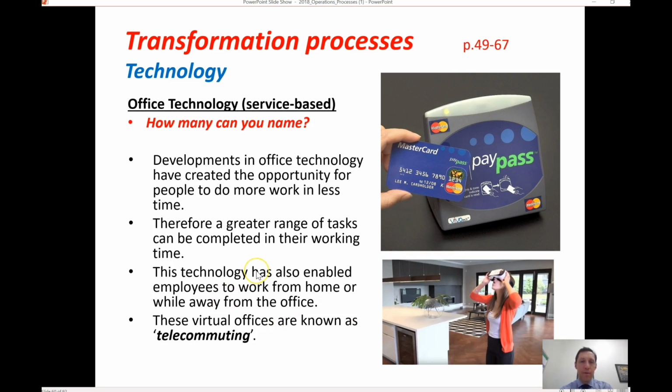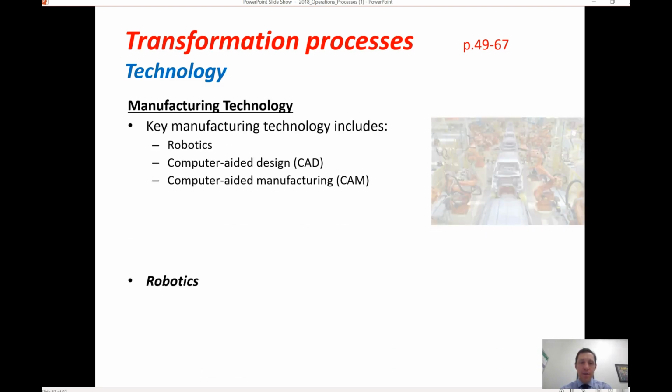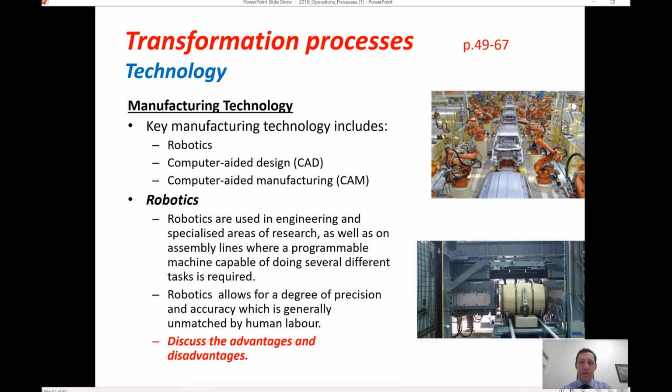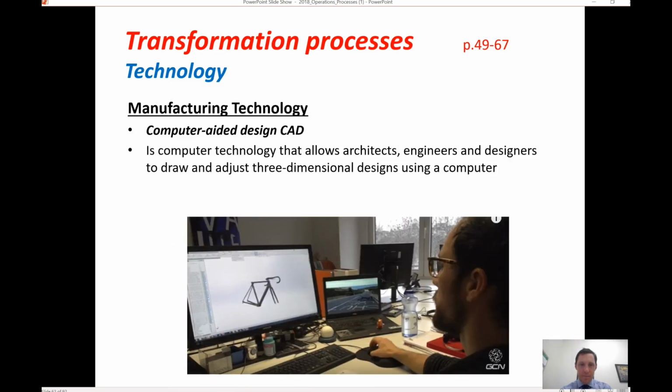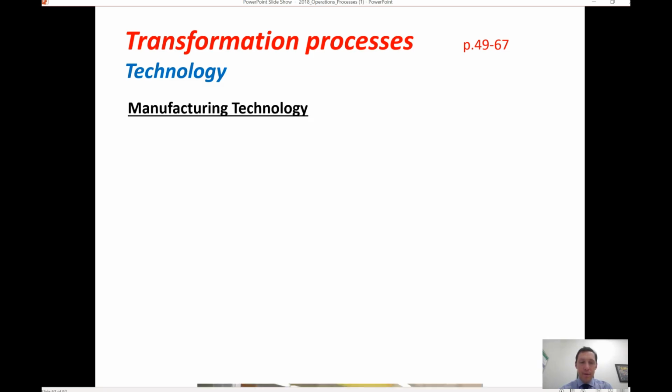Telecommuting, people working from home, being able to call into meetings through Skype, for example, is an example of office-related technology. We've also got manufacturing technology, computer-aided manufacturing and computer-aided design. So computer-aided design is using computer technology that allows people in certain occupations, like architects, to design elements using that technology, which allows the process to be more efficient and more effective.